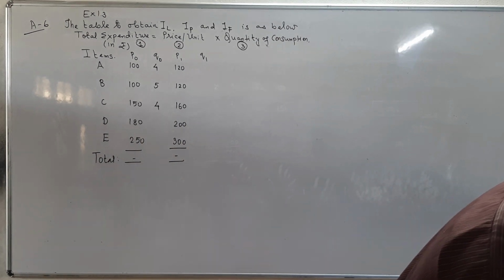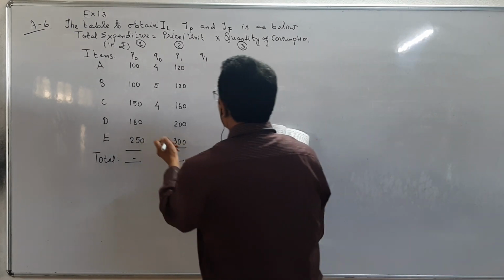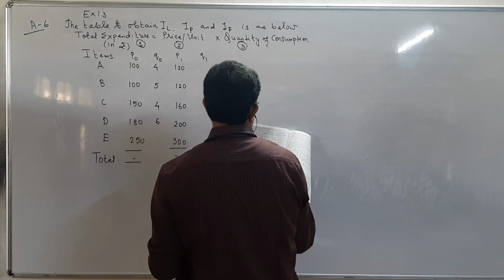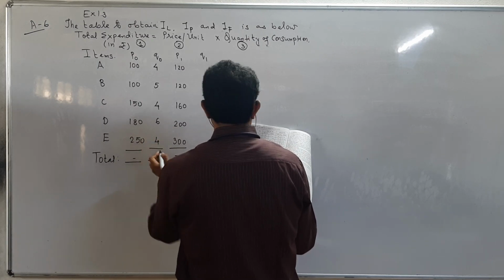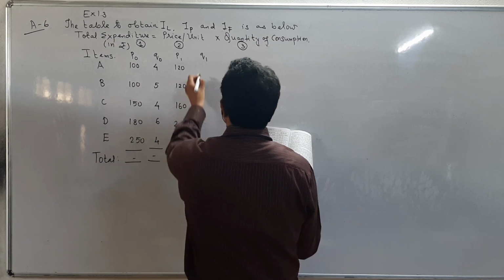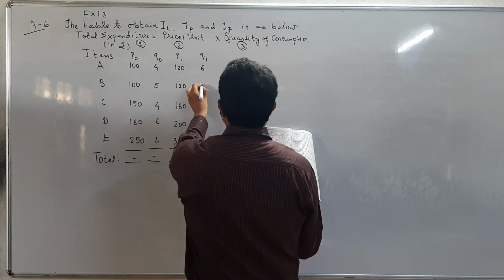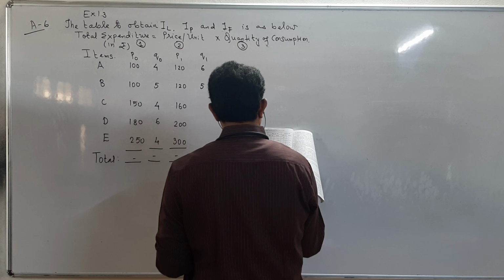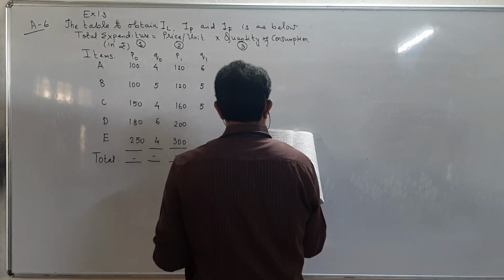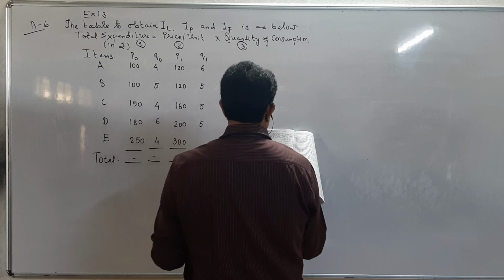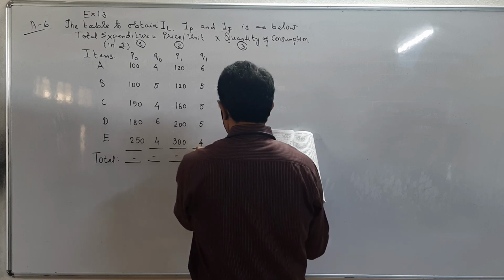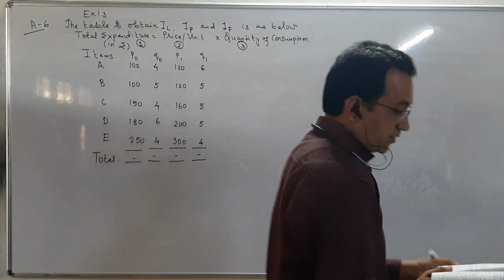Okay students, just a minute. I have already written this in advance. Okay students, then 1080 divided by 180, so 6. And then 1000 divided by 250, so 4. Same way 720 divided by 120, so 6. 600 divided by 120, so 5. 800 divided by 160, so 5. 1000 divided by 200, so 5. 1200 divided by 300, so 4. That's 6, 5, 5, 5, 4.